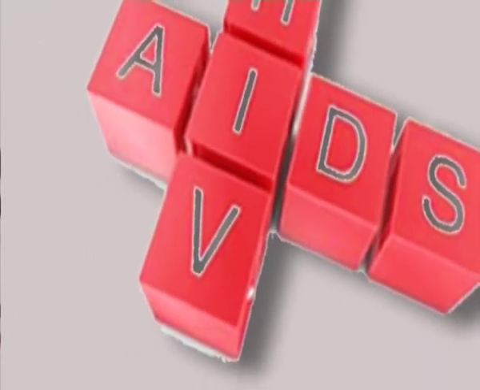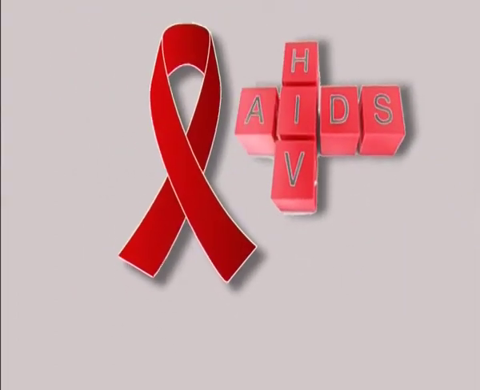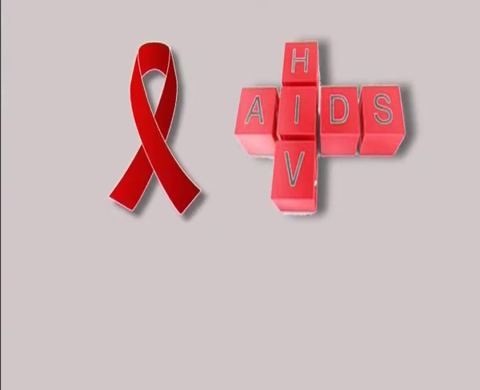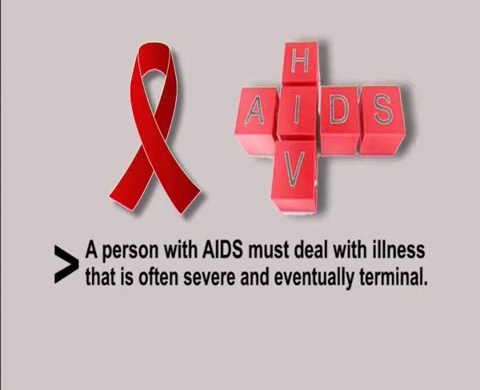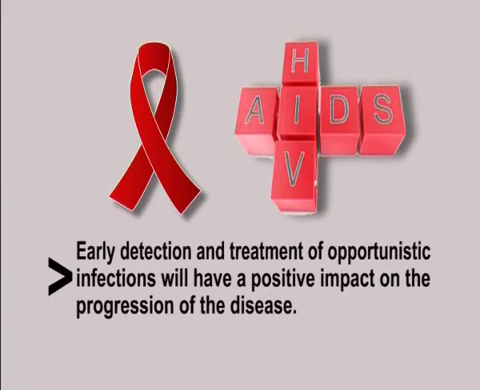Now, let us see what is the difference between HIV and AIDS. Some common possible differences can be categorized into the following three categories. A person can be HIV infected for years with no signs of illness and can continue a normal life, of course, always practicing prevention because he or she can infect another person. A person with AIDS must deal with illness that is often severe and eventually terminal. Early detection and treatment of opportunistic infections will have a positive impact on the progression of the disease.